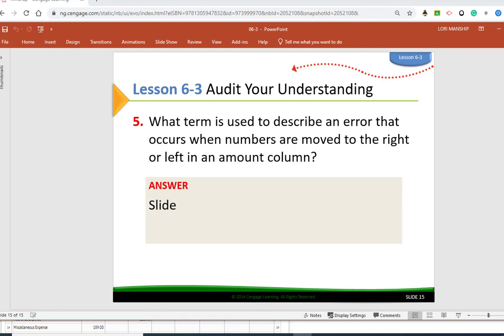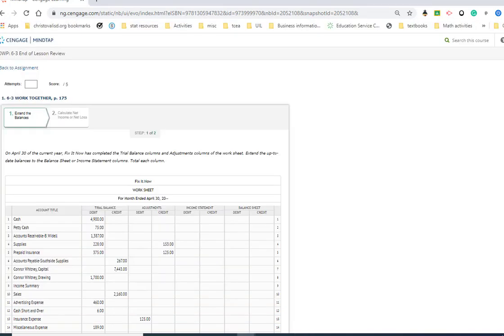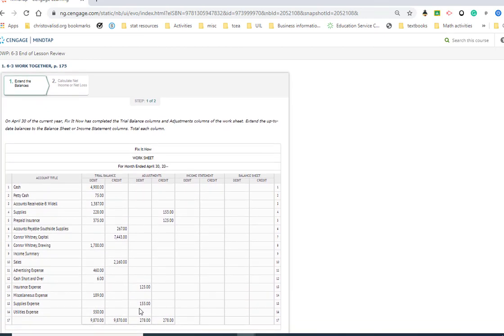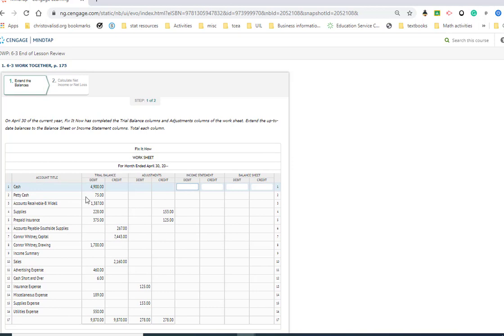So let's go ahead and do our lesson. The first step is we're just going to be extending the balances. So cash, is it going to go as an income or a balance sheet? It's going to go over to the balance sheet. And everything above income summary is going to go over to your balance sheet.